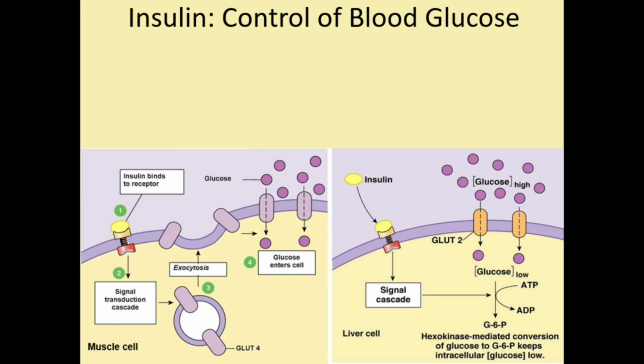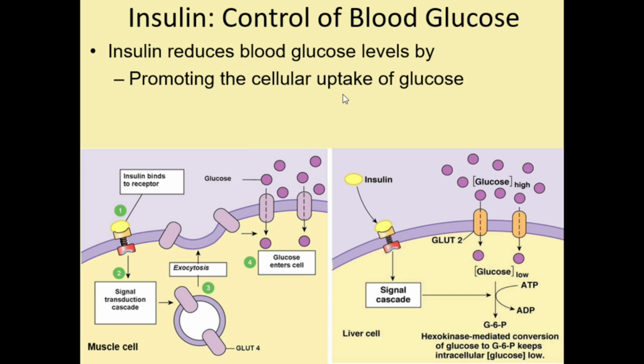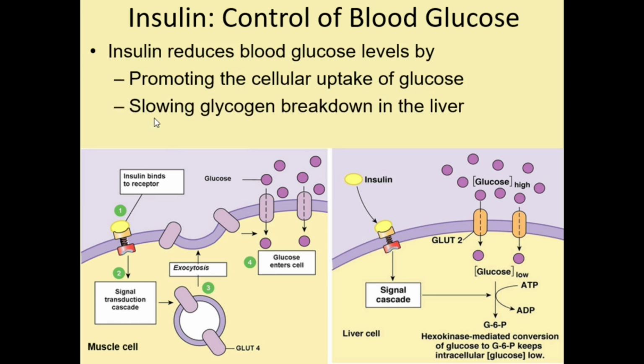So diabetes, you're probably aware, comes in two types, type 1 and type 2. Type 1 is essentially where a person does not produce insulin. And type 2 diabetes is where you can produce insulin, but your body doesn't respond to it in the way that it should. So obviously neither one is very good at all. So insulin reduces blood glucose levels by promoting the cellular uptake of glucose and slowing glycogen breakdown in the liver. And it will also promote fat storage. So it does a few different things.